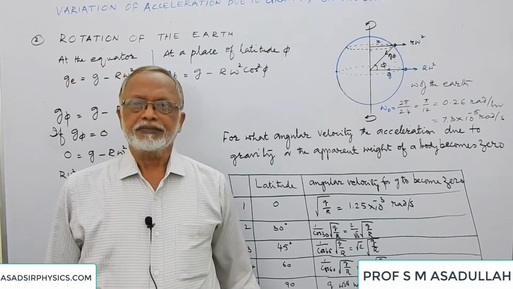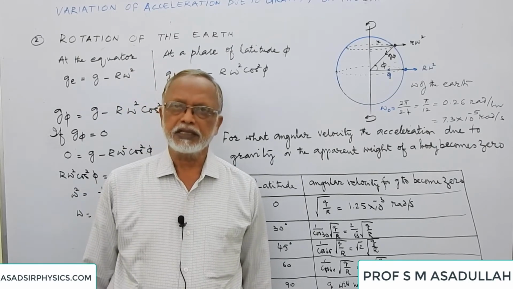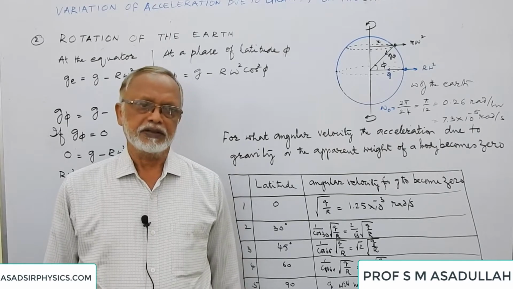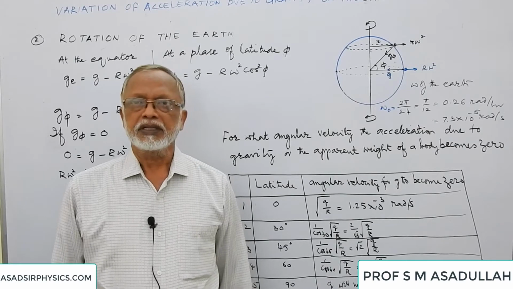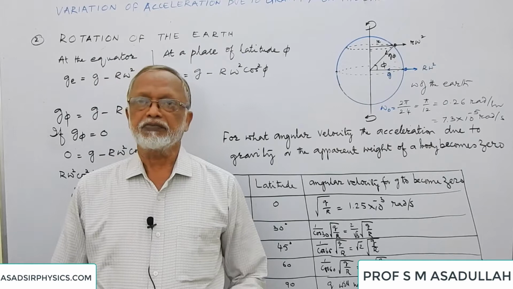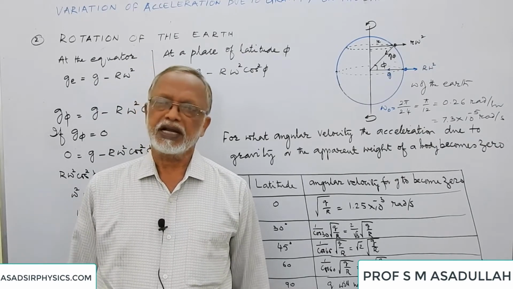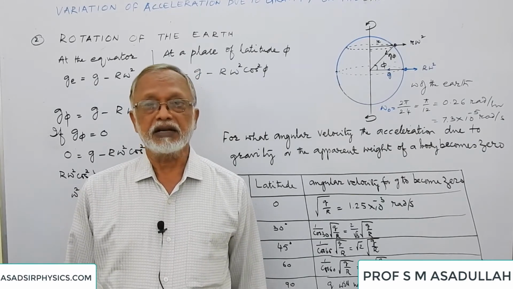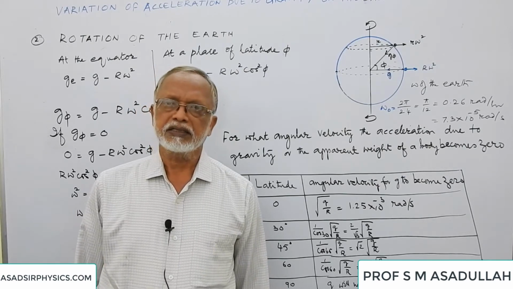Just now we have seen that as the speed of rotation of the earth increases, the acceleration due to gravity on the earth decreases, and when the speed becomes 1.25 × 10^-3 radian per second, the acceleration due to gravity at the equator becomes 0. The weights of bodies present at the equator become 0, and they all fly off tangentially.